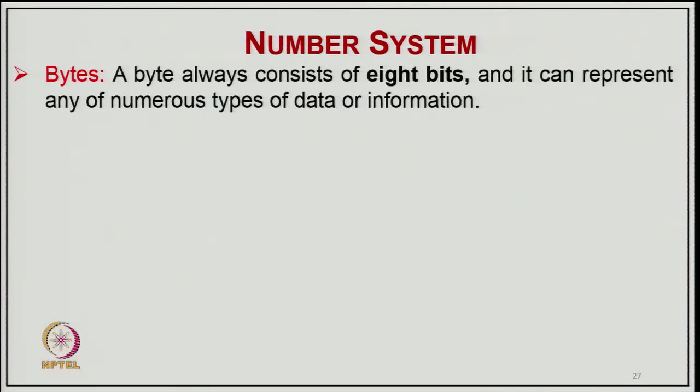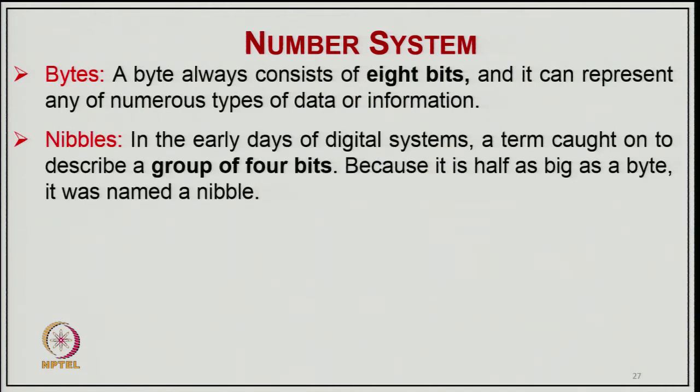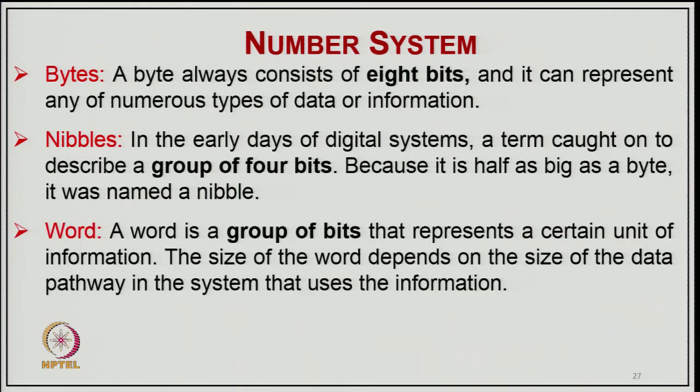Of course, when we talk about binary first, we will discuss why binary. So, there is a terminology which is called a byte. A byte always consists of 8 bits, and it can represent any numerous type of data or information. Nibble: in the early days of digital systems, a term caught on to describe a group of 4 bits, and because it is half as big as a byte, it was named a nibble. Word: a word is a group of bits that represents a certain unit of information, and the size of the word depends on the size of the data pathway in the system that uses the information.